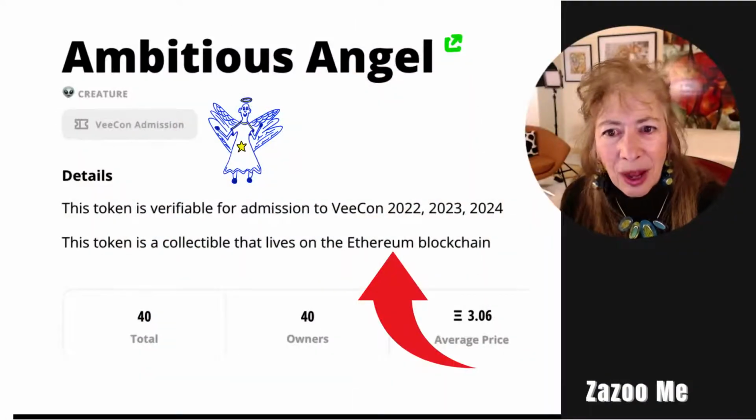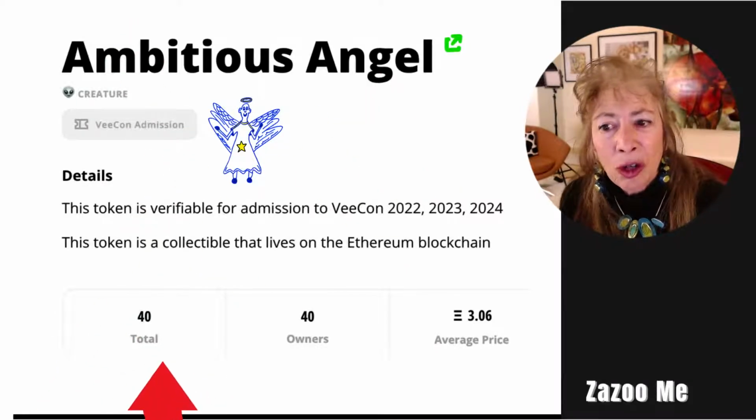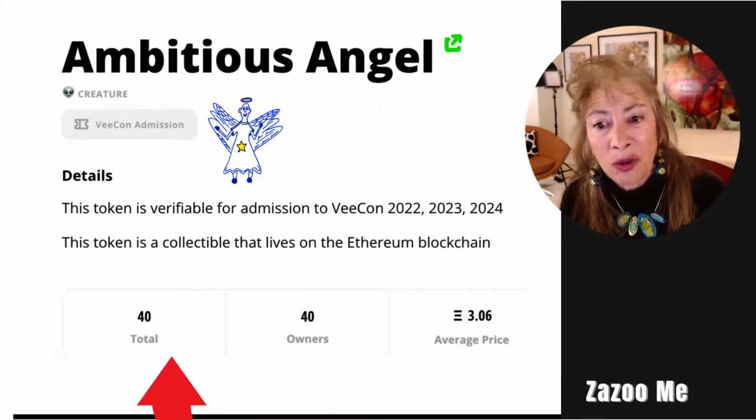So why would you do that? Well, it's like owning something that has real value. And probably chances are the third year it's going to be worth a lot more than the first year. And that's very possible, because as VeeCon becomes something that people don't want to miss, like Coachella, then the price increases, but you already own the golden ticket, right? You own that NFT that gets you admission in there. So utility. Okay. So Ambitious Angel, a total of 40 Ambitious Angels were created.